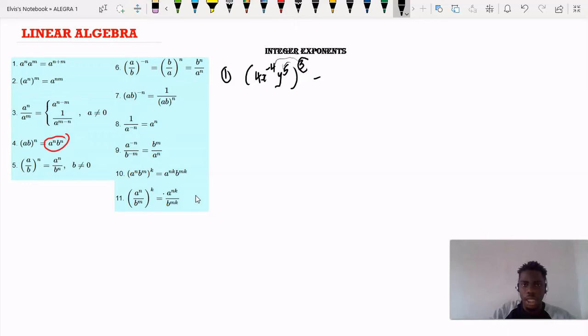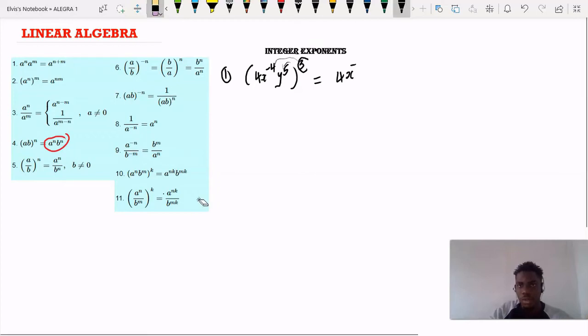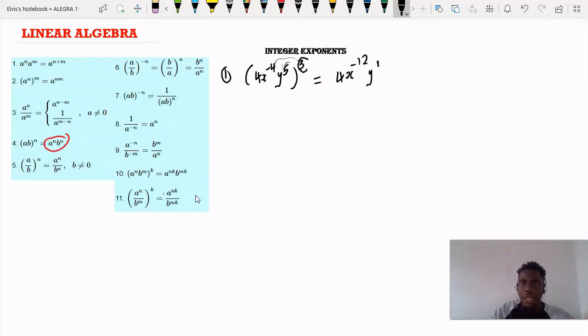So this is going to be equal to 4 multiplied by s raised to the power of -4. Okay, -4 times 3 gives us -12. So this is s^-12. Then multiply y raised to the power of 5 times 3, which gives us 15. So this is y raised to the power of 15.